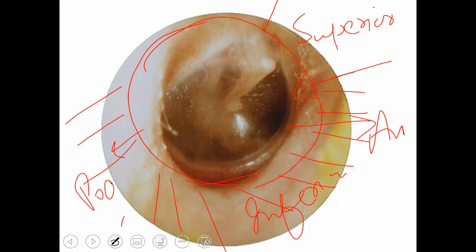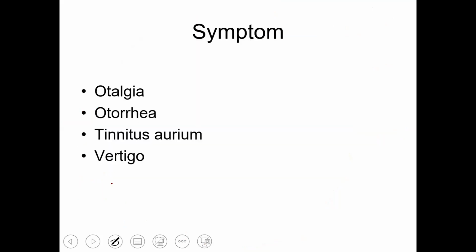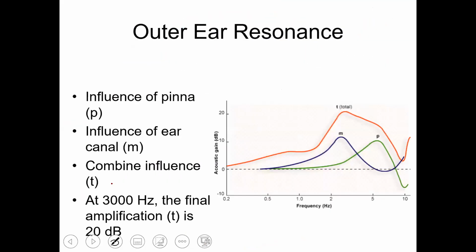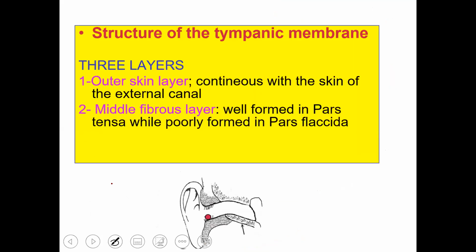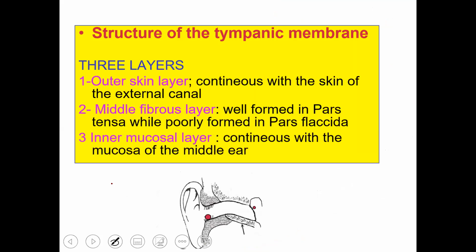The tympanic membrane is paper thin, 0.1 mm in thickness, and it has three layers. Yes, these are the three layers of the tympanic membrane.